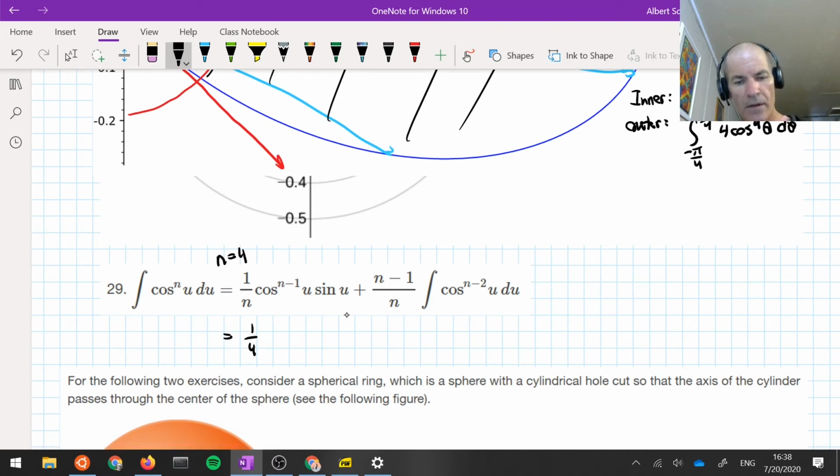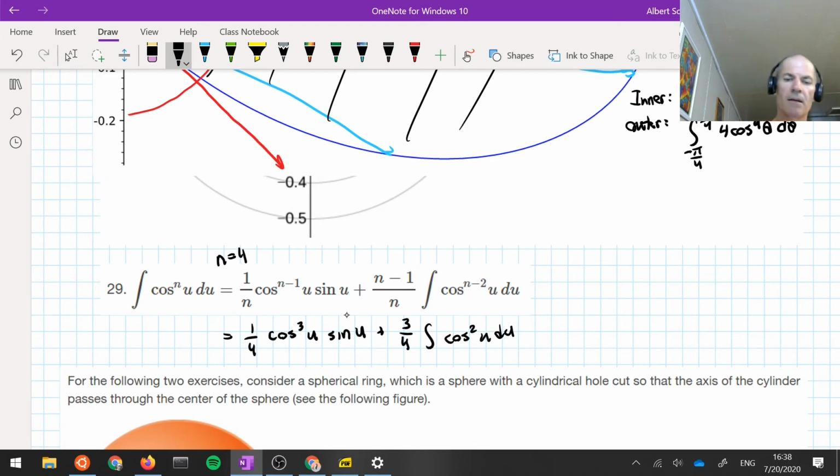It's 1/4 cosine to the 4 minus 1, which is 3, u, sine of u, plus 4 minus 1, 3 over 4, times the integral of cosine squared u du. And you're like, great, Schuler, but there's still an integral there. But that's an integral that you should know how to do. That's an integral that uses the double angle identity. So we can rewrite cosine squared as 1/2 times 1 plus cosine 2 theta.